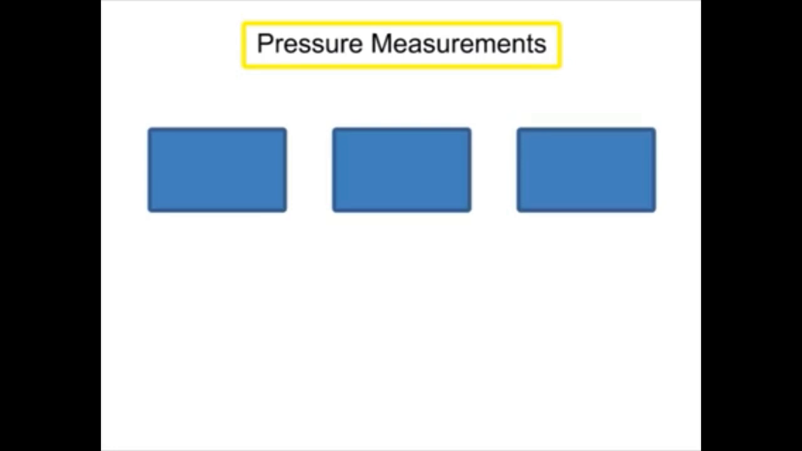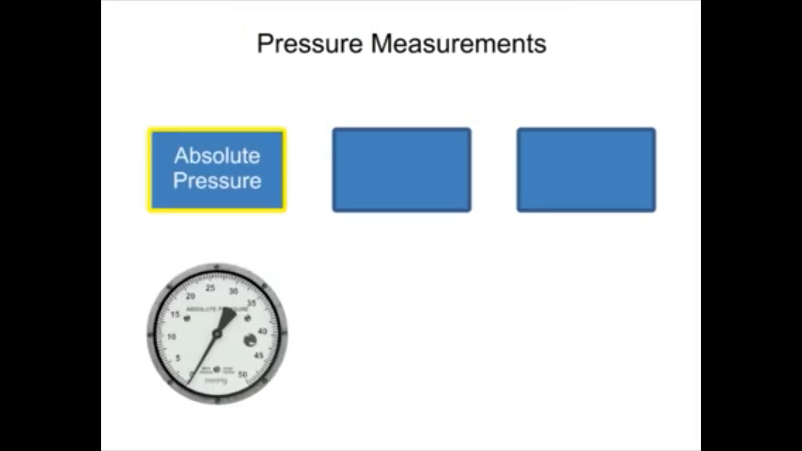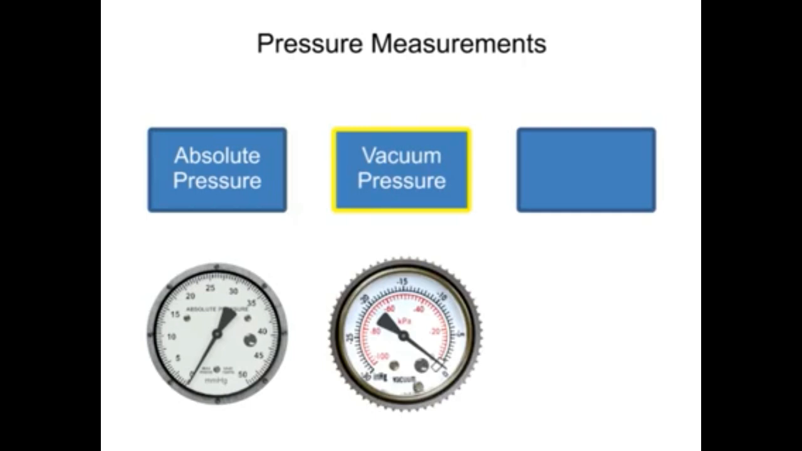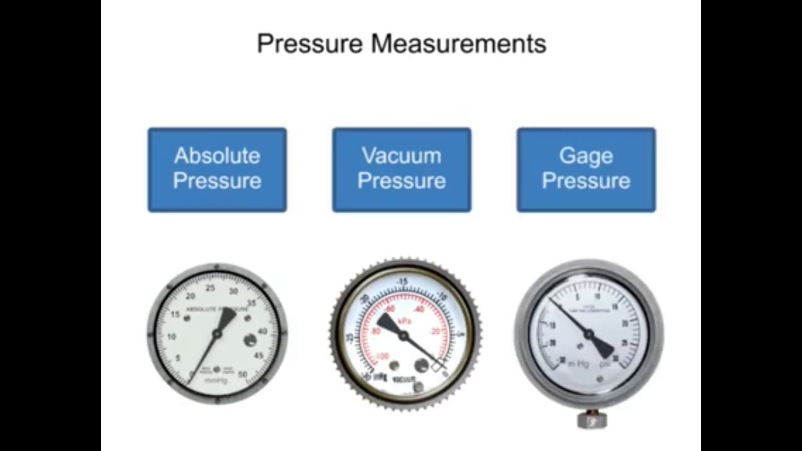Pressure measurements show pressure values that are compared to a reference point. Common scales for pressure measurements include absolute pressure, vacuum pressure, and gauge pressure, and are characterized by the reference pressure used.